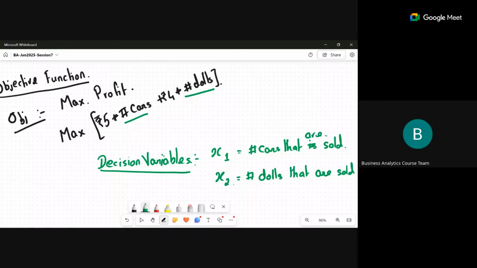Right? I sell 10 cars and let's say 4 dolls. What is my profit? 5 into 10 plus 4 into 4, which is going to be 50 plus 16, or 66. So that is going to be the profit that I get because I am selling 10 and 4. The question is, you must find these 10 and 4. What is it really, 10 or is it really 4, or is it a different combination?